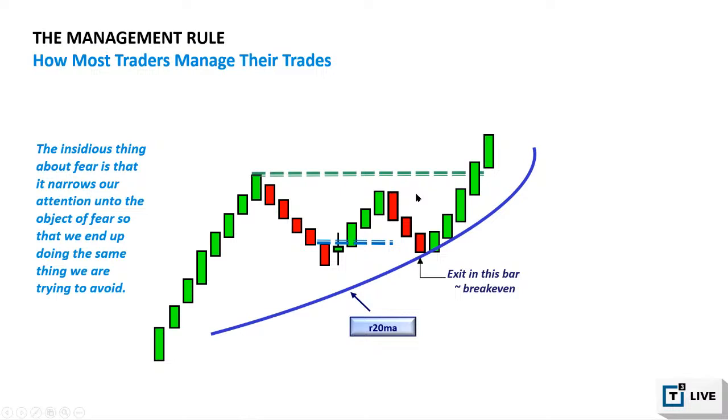This is what I call the in-between management. You're not too tight, you're not really tight with your trail, but you're not laid back enough. You don't give it enough room. The insidious thing about fear is that it narrows our attention onto the object of fear, so that we end up doing the same thing we're trying to avoid: losing or giving back profit. In this case, that's exactly what we end up doing, giving back profit.